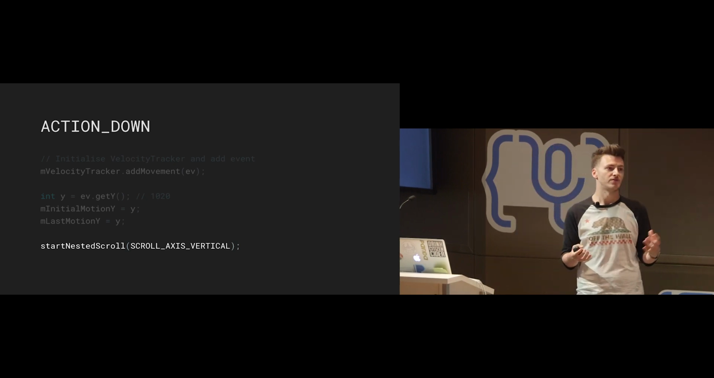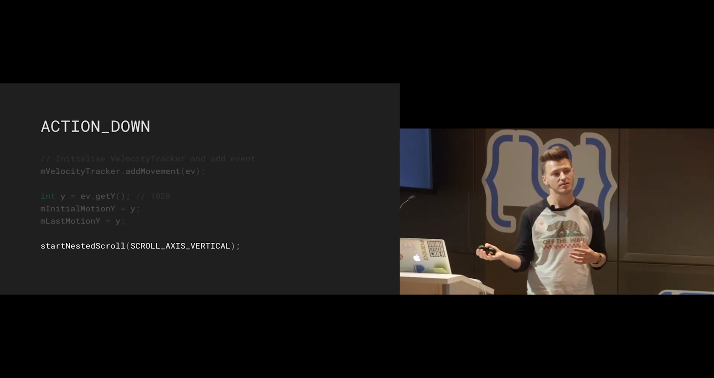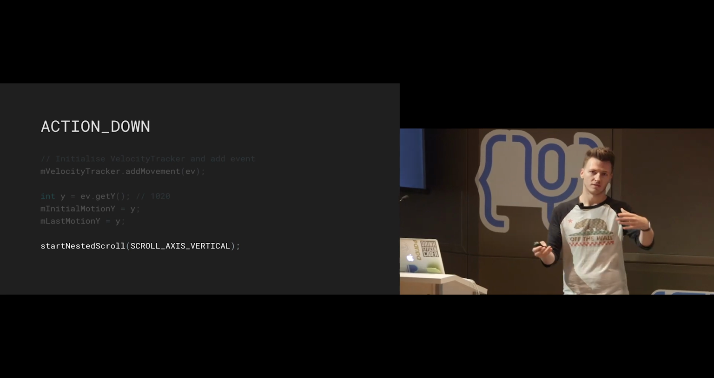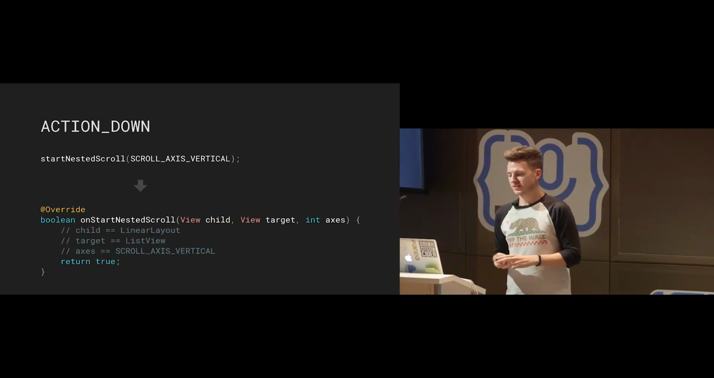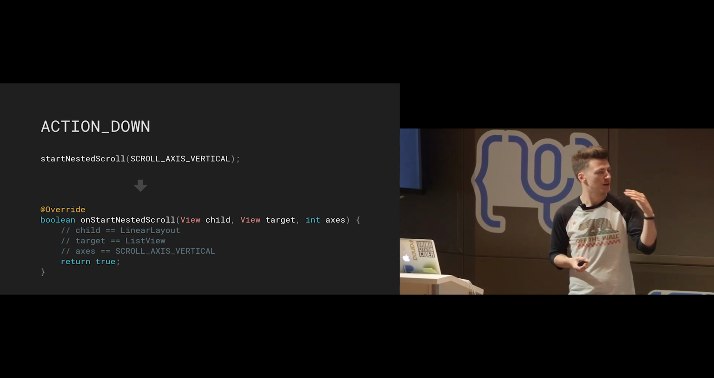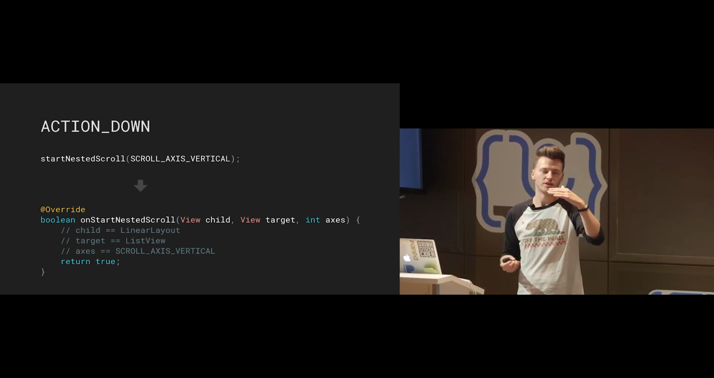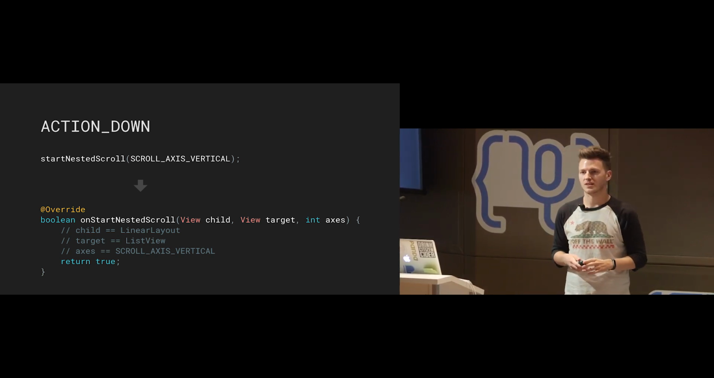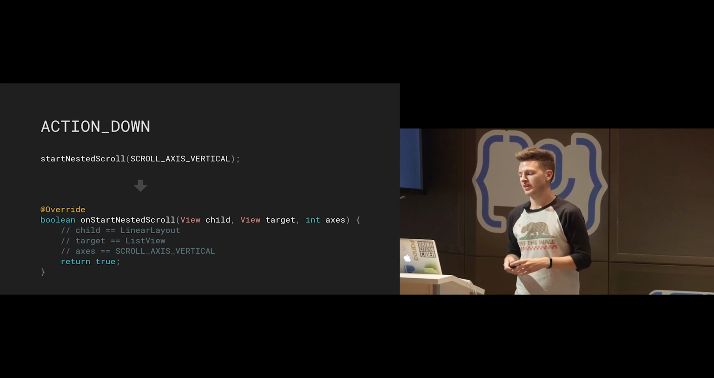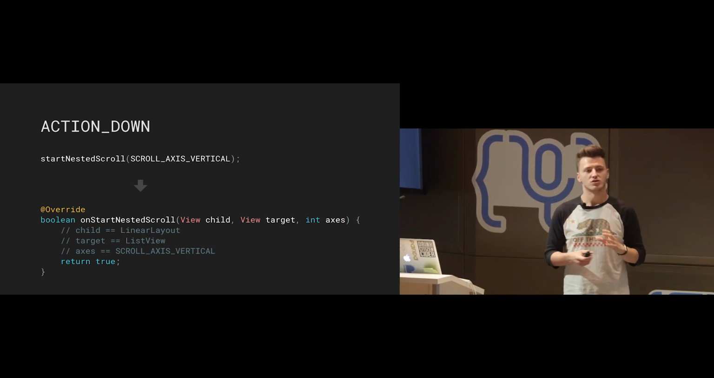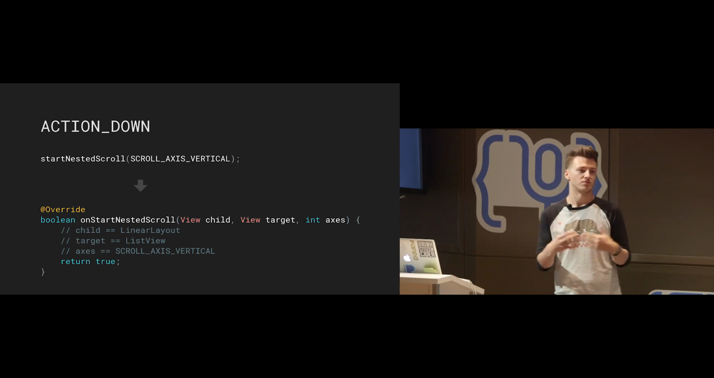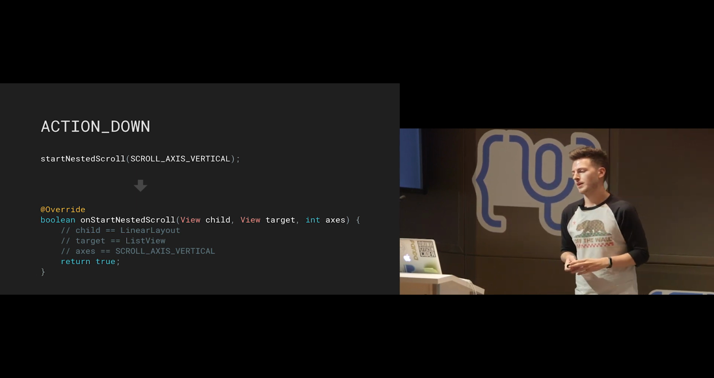So if you're vertically scrolling a list, you'll pass this value, and that tells any parents what axis is actually about to scroll. So once that is called, each parent of the stack, or tree, will have their onStartNestedScroll method called until one returns true, if any. If it returns true, then it is the parent which is going to receive all scroll events.